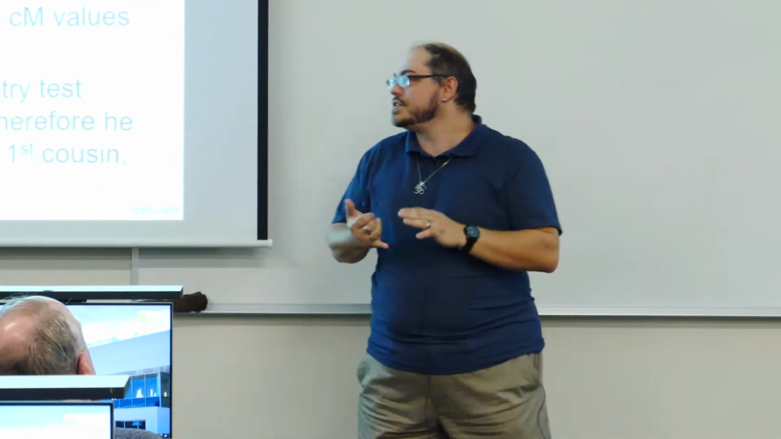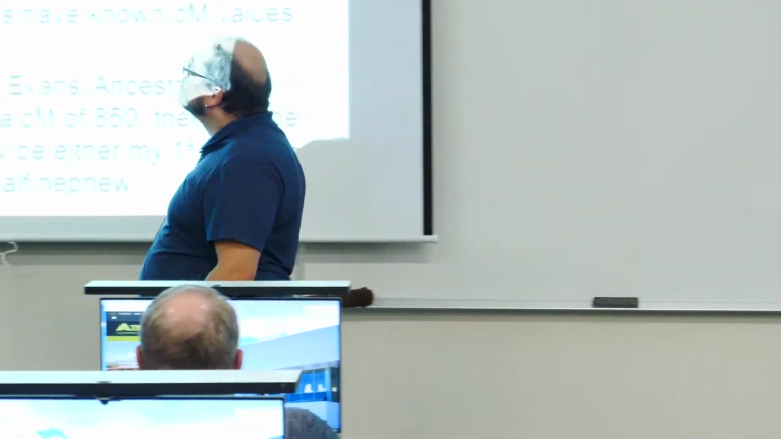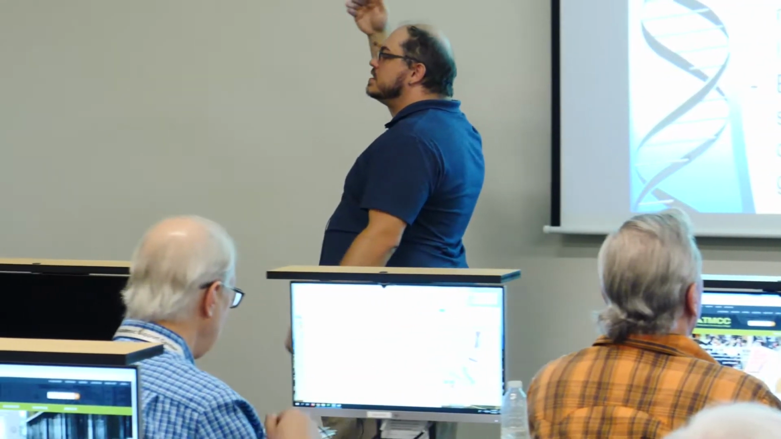So if he had a centimorgan value of 850 from the autosomal DNA test, it statistically shows that he's very likely to be my first cousin, which is what he is. But it also shows, because of that number range, that he could also be, genetically speaking, my great uncle or my half nephew. And so that's not very helpful anymore, unless I know for a fact how he's related to me. And that's the autosomal test. The other tests have to come in to help refine that information.